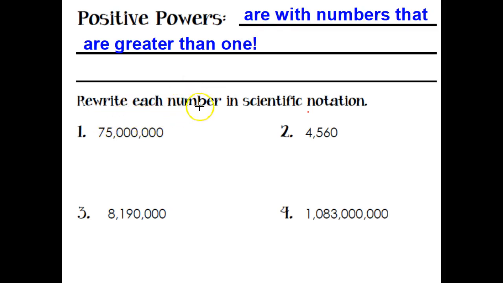So in order to write this in scientific notation, the multiplier needs to be greater than 1, but less than 10. So I'm going to take 75 million and write it in scientific notation. The decimal has to go in between the numbers so that the multiplier is greater than 1 but less than 10. The only way for that to happen is for me to put the decimal here.